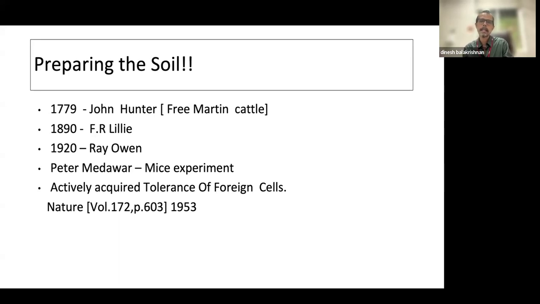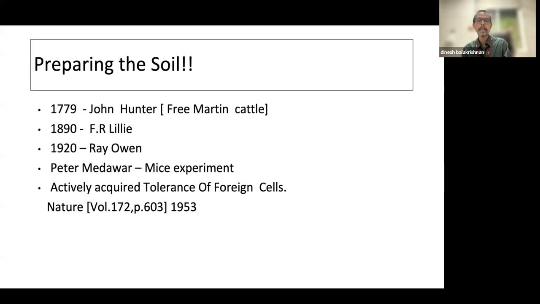He injected embryonic mice with cells from different mice, and later did skin grafts from the mice from which the cells were taken, and he found that these grafts survived. So this was the beginning of transplant immunology and biology, and Peter Medawar is called the father of transplant biology.